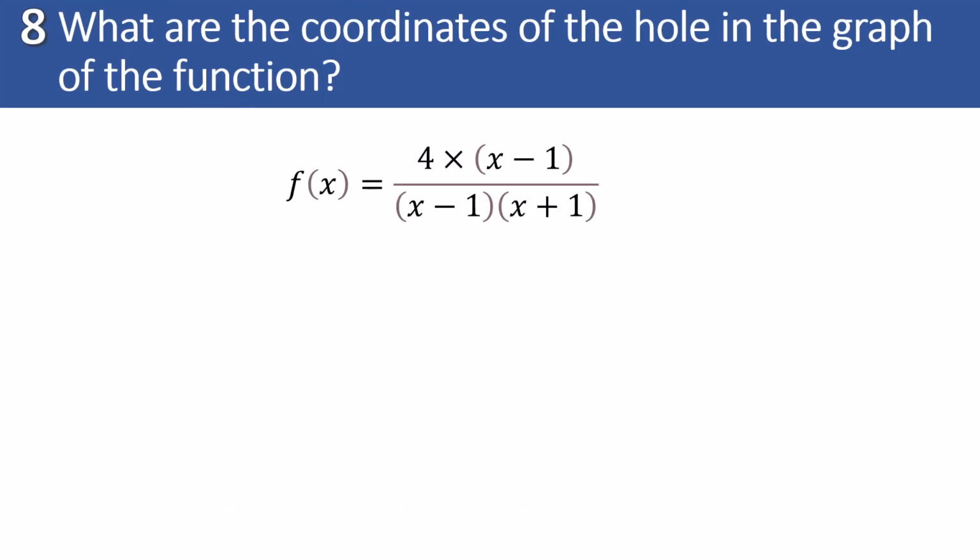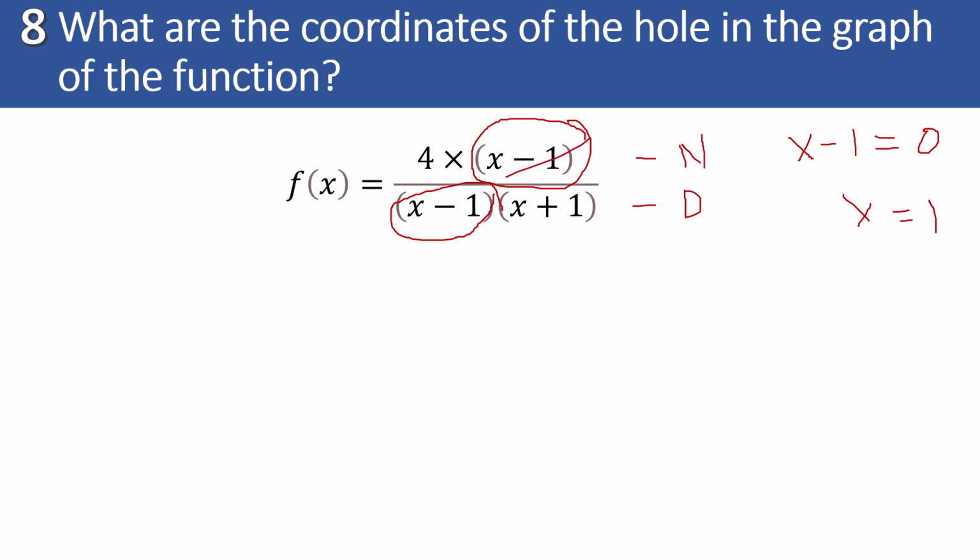What are the coordinates of the hole in the graph? So what we're going to do is factor the numerator, which is already factored, and factor the denominator, which is already factored, so that's good news. And we're going to take out what they have in common. So they have in common the x minus 1. So let's see what x minus 1 is when we set that equal to 0. So that would be 1.